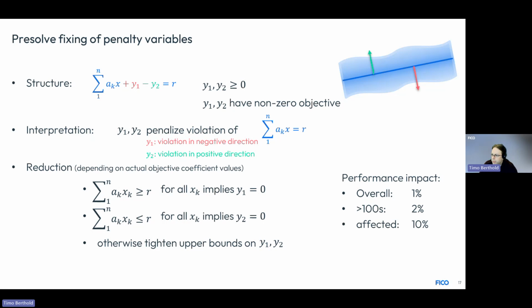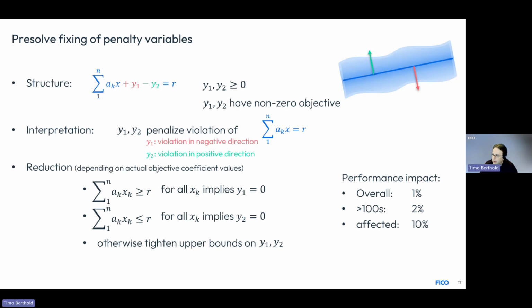And what we've done in pre-solve is to introduce a special reduction that checks whether the left-hand side sum is provably always greater than or equal to the right-hand side, or always less or equal to it, in which case one of the penalty variables can never pick up any slack and can consequently be fixed to 0. Of course, fixing them to 0 assumes that neither of them appears in any other constraint.